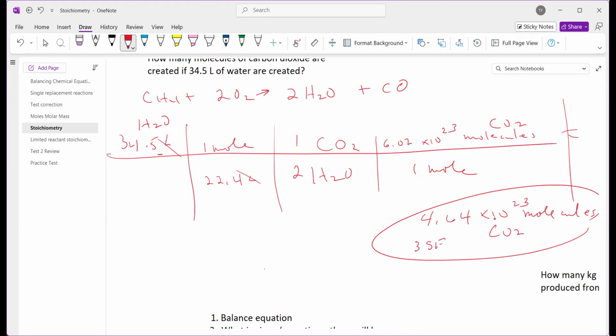Would it be 34.5 times 6.02 times 10 to the 23rd, divided by 22.4, divided by 2? The 2 divides on the bottom. You're going to divide twice though. You're going to divide by 22.4 and divide by 2.